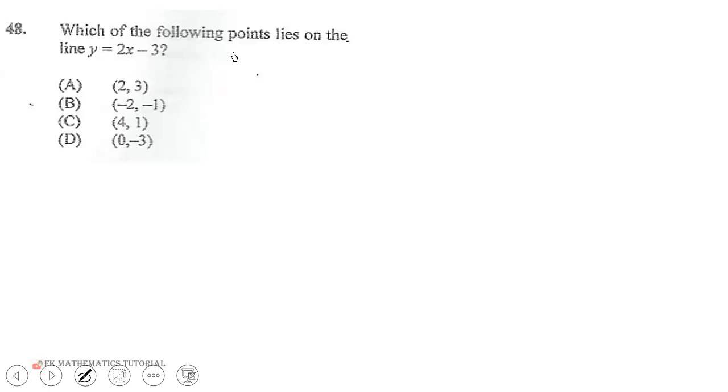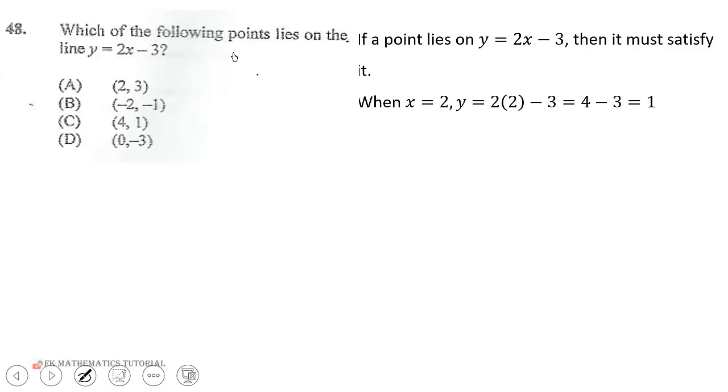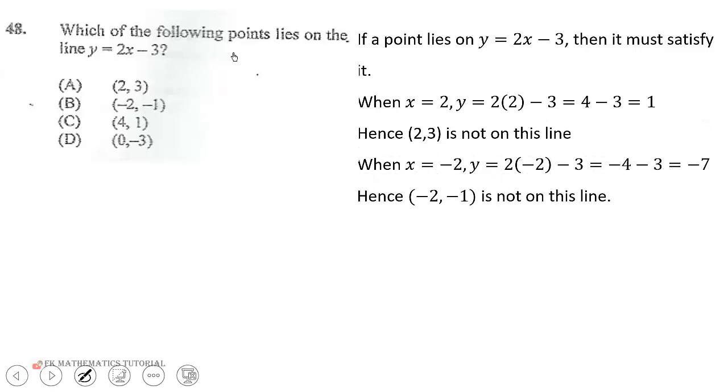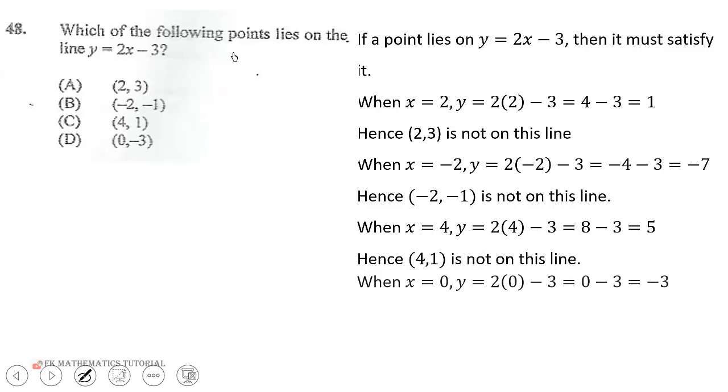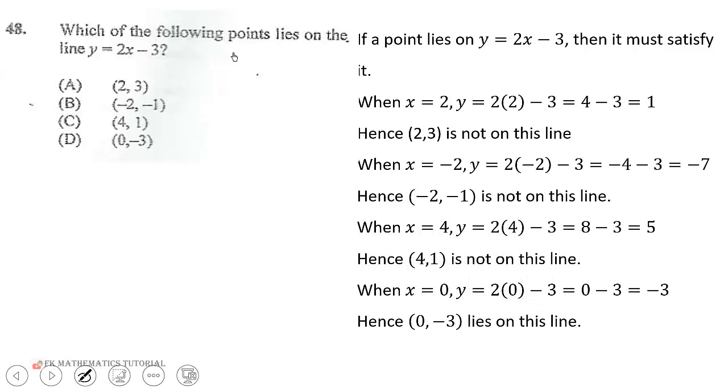Then item 48. Which of the following points lies on the line y equals x minus 3? The point that lies on this line must satisfy the equation. When we test, you realize that the one that satisfies it is option D, which is (0, -3).